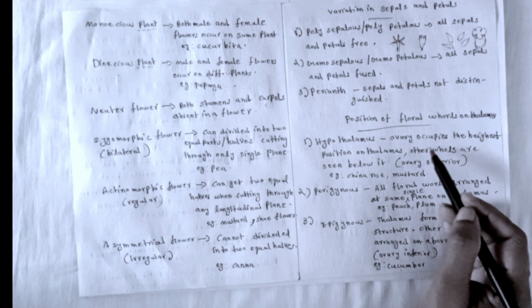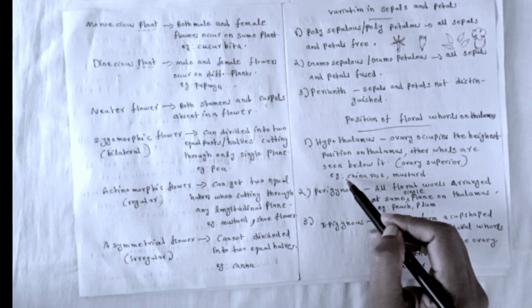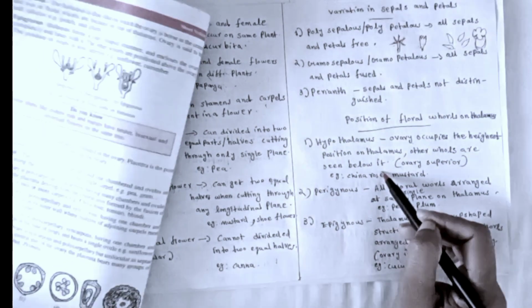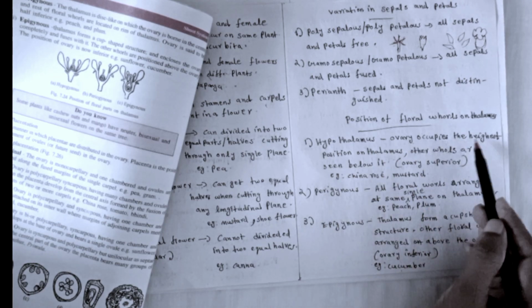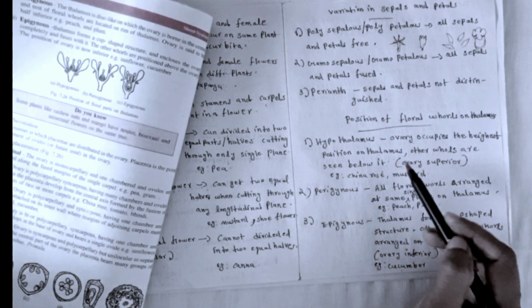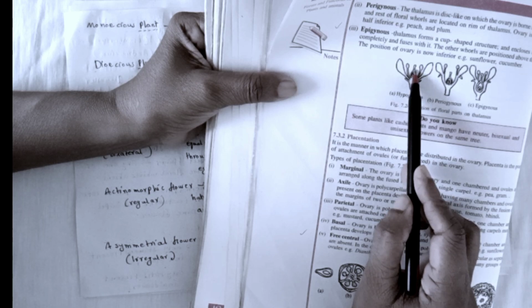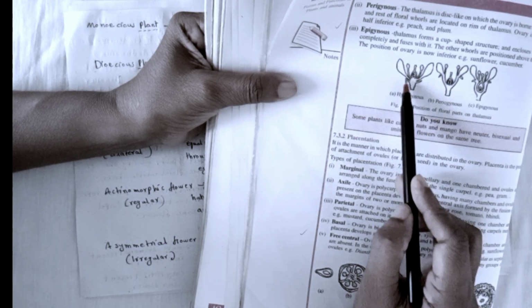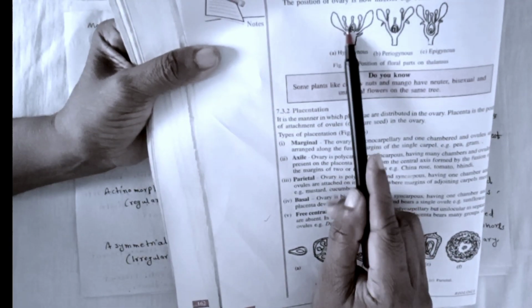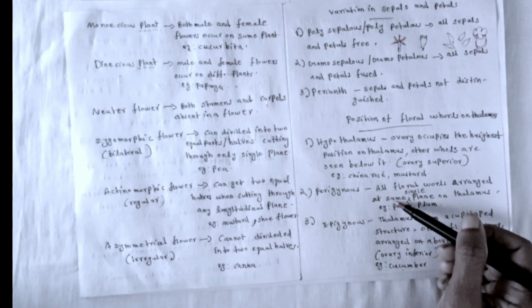Hypogynous flower. Ovary occupies the highest position on thalamus. Other three floral whorls are seen below it. Like this, ovary is on top level, other floral whorls below it. Such flowers are known as hypogynous. Here ovary is superior. Ovary is on the top level.